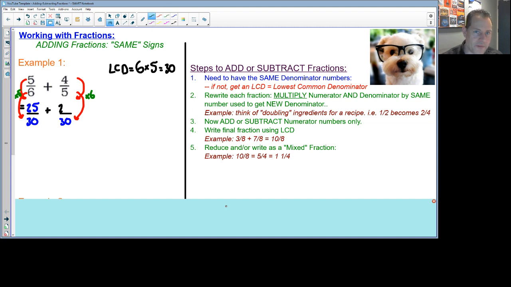And now that you've got that, we should be able to combine the number of slices like we did in the previous example, because you'll notice now that the number on the bottom here, 30, is common to both fractions.